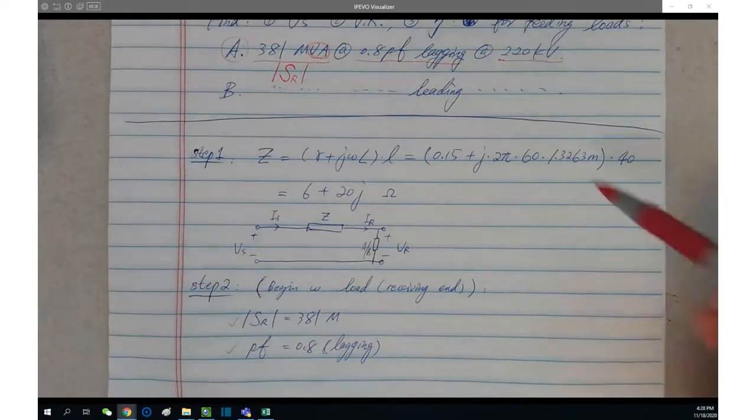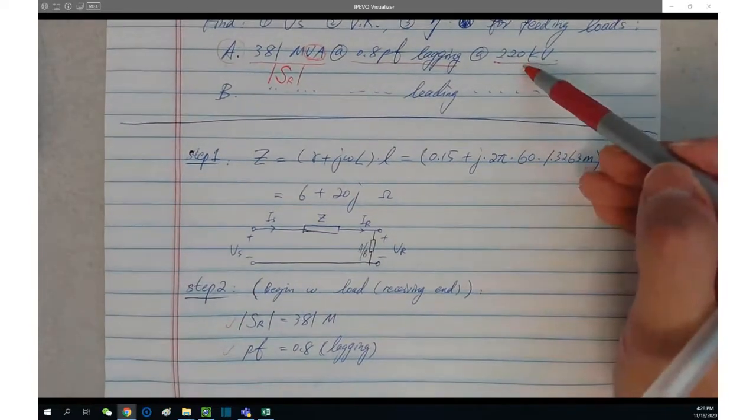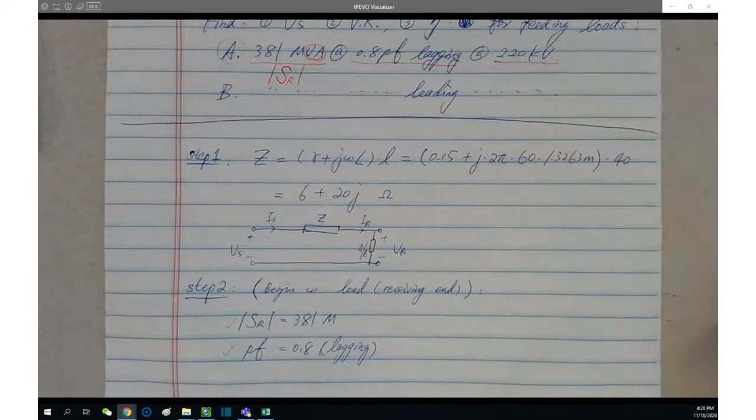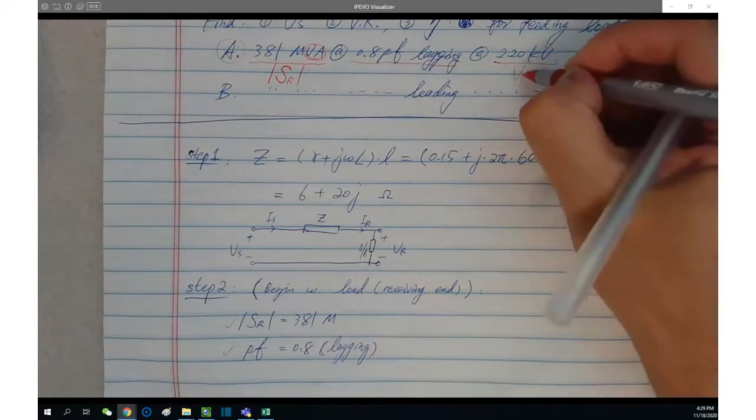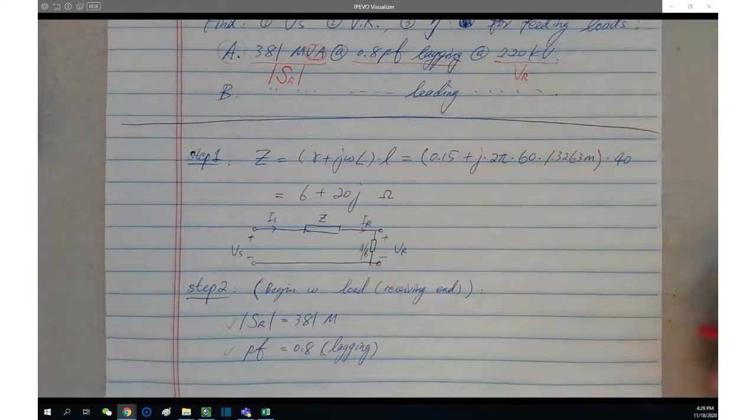Third thing also important is the voltage here. This obviously is a voltage by the unit, but which voltage is this? VR. Very good, that's VR. And the better answer is what? Once again, what is it?